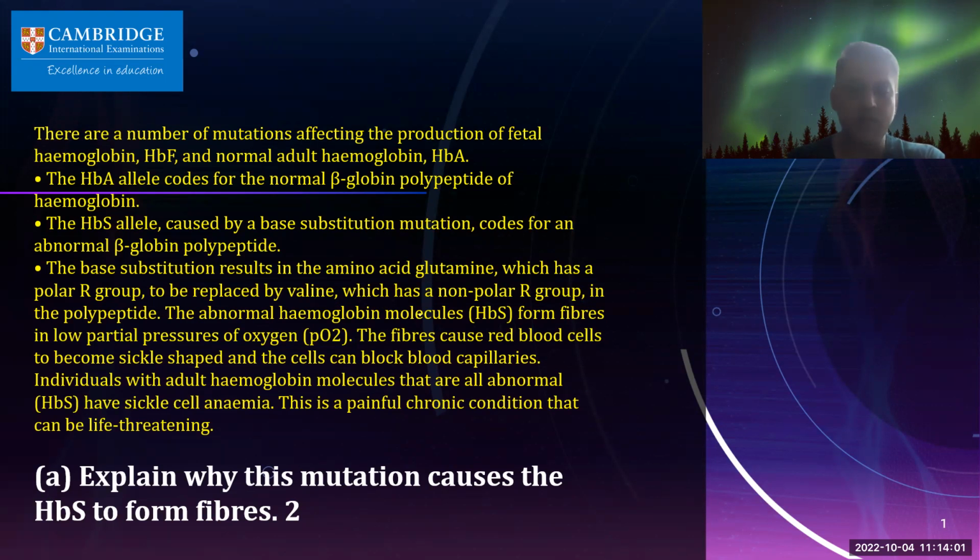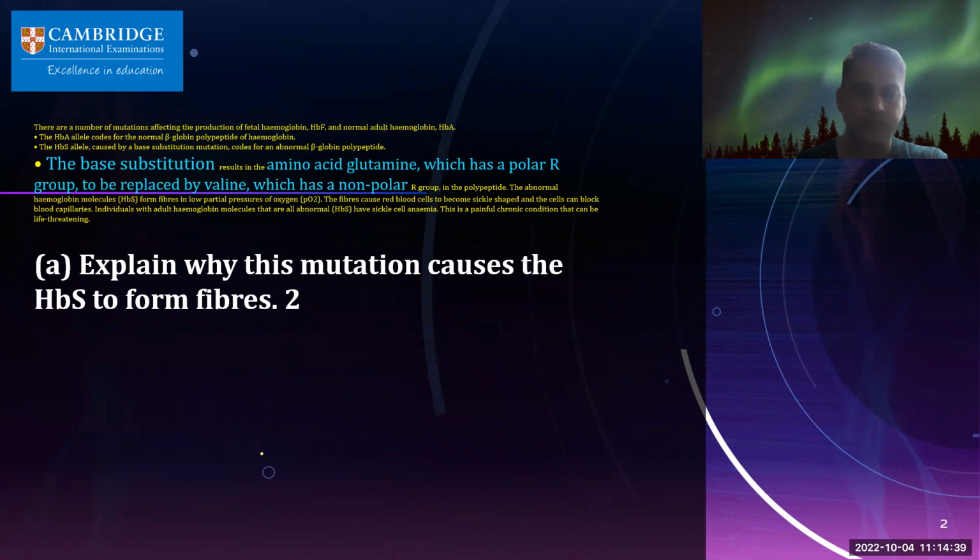The abnormal hemoglobin molecules, hemoglobin S, form fibers in low partial pressure of oxygen. The fibers cause red blood cells to become sickle-shaped, and the cells can block blood capillaries. Individuals with all abnormal hemoglobin S have sickle cell anemia. This is a painful chronic condition that can be life-threatening. Explain why this mutation caused the hemoglobin S to form fibers, for two marks.